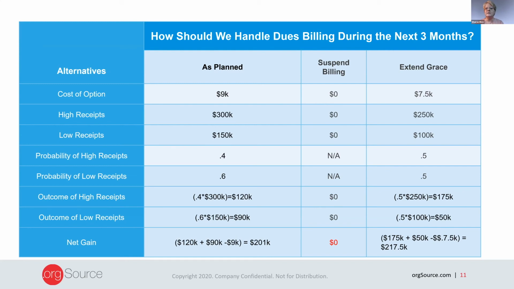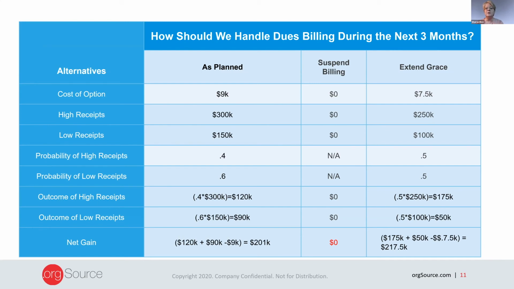I think high receipts on this might be $250. So again, lower because we're telling them essentially we're not going to terminate them. The low receipts are a little bit lower. This is a 50-50 proposition to me. So 50% chance that we'll be able to do it, 50% we won't. When I look at the outcome then, applying the probability to the high and the low receipts, and then calculating net gain, here I'm making a little bit more money, $217,000 instead of the 201 of going as planned.